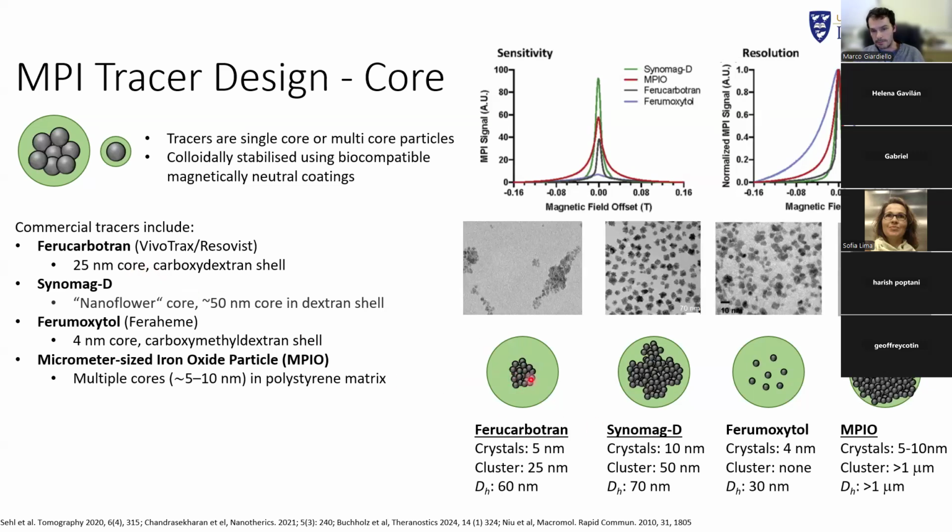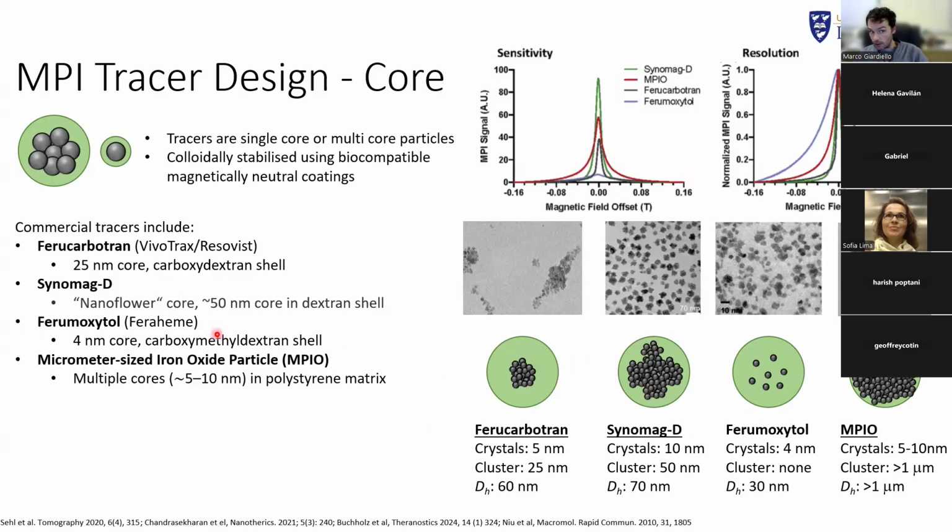Vivotrax essentially is many 4 or 5 nanometer crystals that all clump together to form around a 20-25 nanometer core structure where you have your carboxydextran on the surface. So that's what's going on in Vivotrax. Synomag is basically the same, slightly bigger crystals, 10 nanometer, and it forms a much larger core in this sort of nanoflower arrangement. And again, it's stabilized by this dextran, this sort of sugar shell.